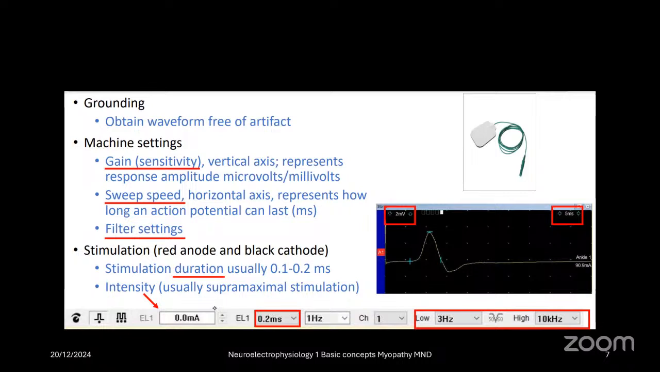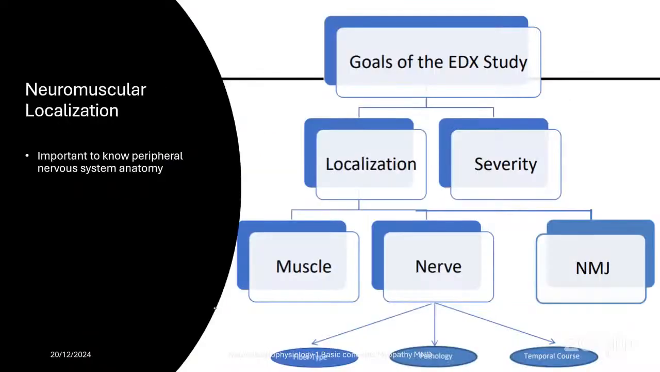Right. So what are the goals of electrodiagnostic studies? Usually it's localization. It's important to know the peripheral nervous system anatomy first, which we are going to see a bit. What is our goal? It is localization and severity.